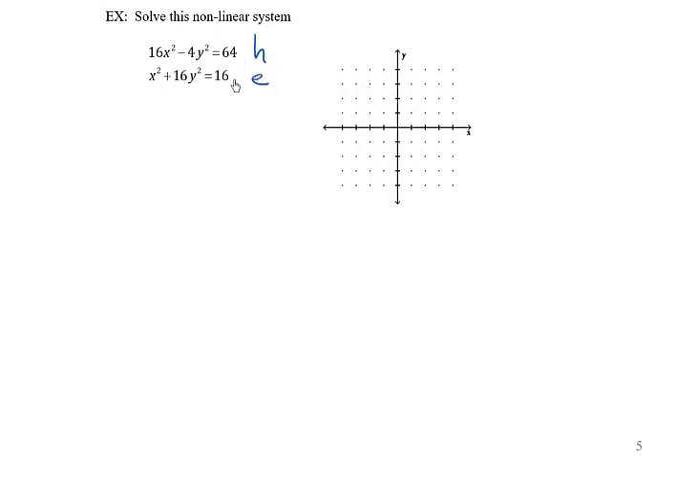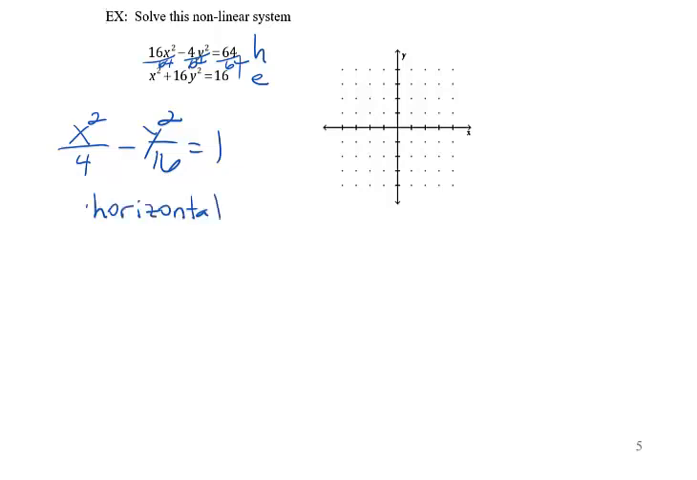Neither of them is in the good format. The top one needs everybody divided by 64. So 64 here, and here, and here, if I can squish that in. That's going to then simplify to x squared over 4 minus y squared over 16 equals 1. It is a hyperbola. It is a horizontal hyperbola. I know that because the x comes first.